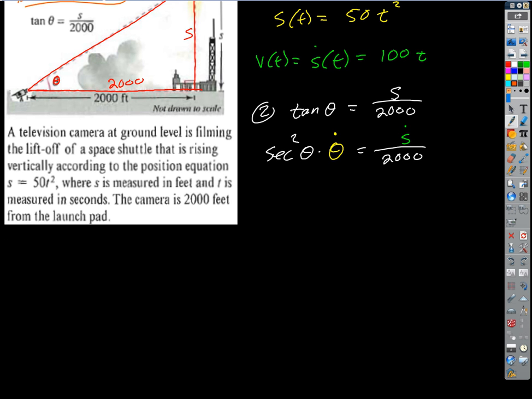If we solve for theta dot, I'm just going to have to divide each side through by secant squared, right? Agreed? So by dividing each side by secant squared, it's the same thing as multiplying by 1 over secant squared. What's the reciprocal of secant?